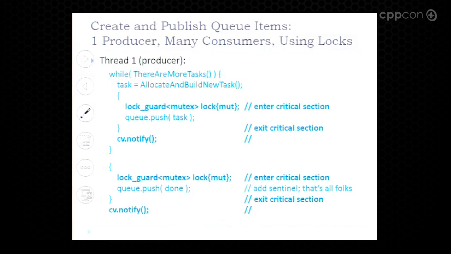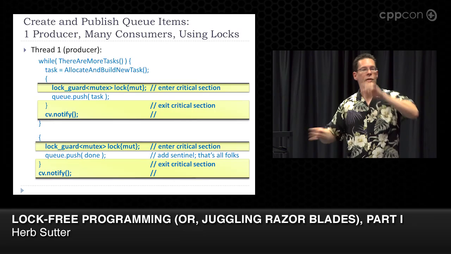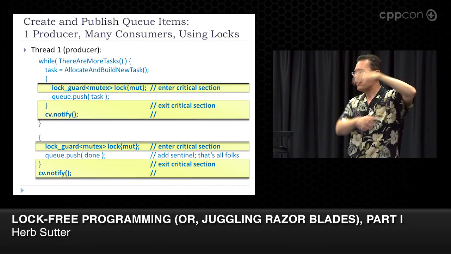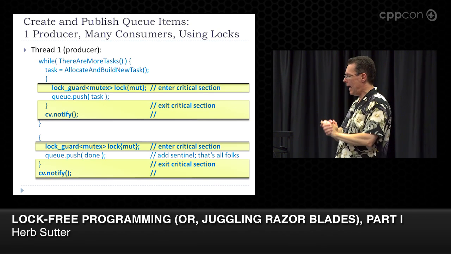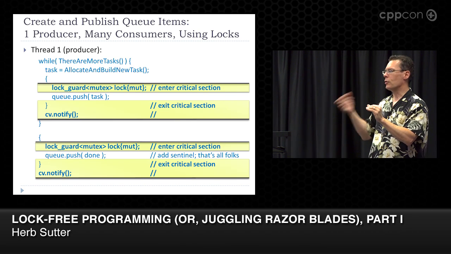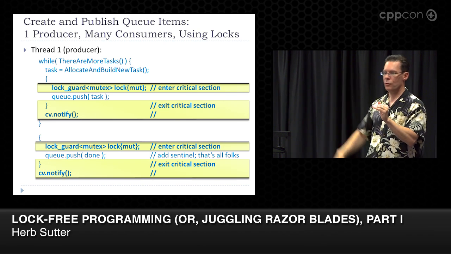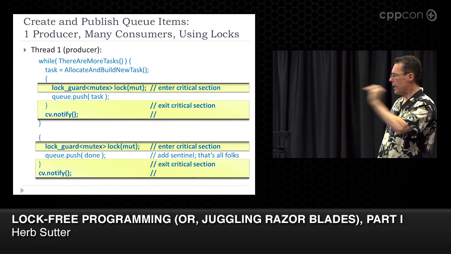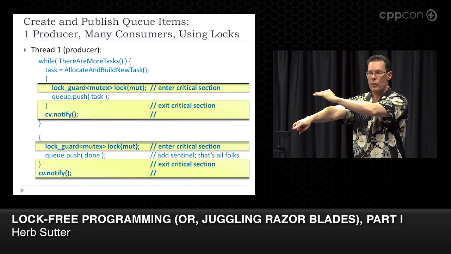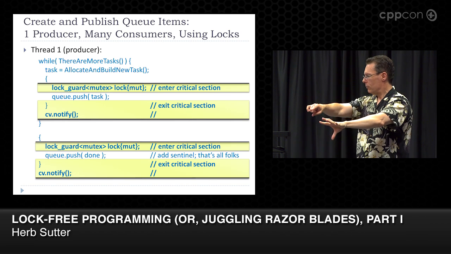So consider this producer-consumer relationship where we have one producer, many consumers. The producer does this. While there's more tasks, he's going to go and create the information to build the task, might be some graph of objects. Then he is going to push that task into a queue. Let's say task is just a pointer to the root of this tree of objects. We're going to take the mutex that protects that queue, push the task into the queue, release the mutex.